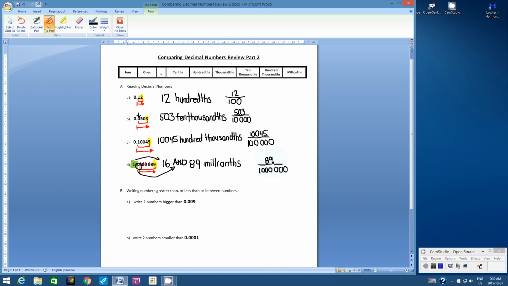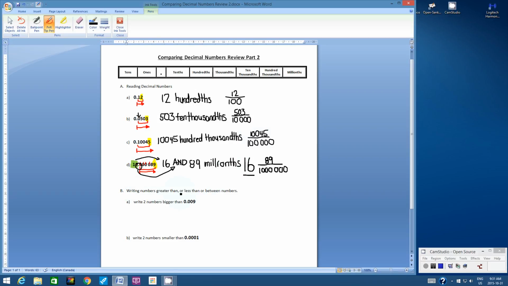And then how do we handle that 16 whole number? Well, you know what a mixed number is. We put the whole number here in front of the fraction. So a mixed number is simply a whole number combined with a fraction. So this is the fraction of 16 and 89 millionths. Okay? All right, so that is section A. Let's go to section B.